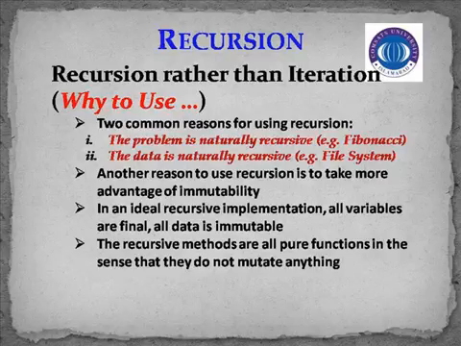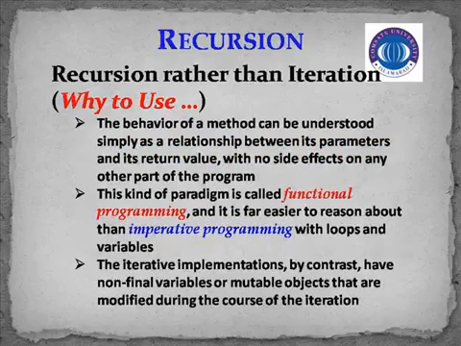Another reason to use recursion is to take more advantage of immutability. In an ideal recursive implementation, all variables are considered final and all the data is immutable. The recursive methods are all pure functions in the sense that they do not mutate anything. Moreover, the behavior of a recursive method can be understood simply as a relationship between its parameters and its return value, with no side effects on any other part of the program.